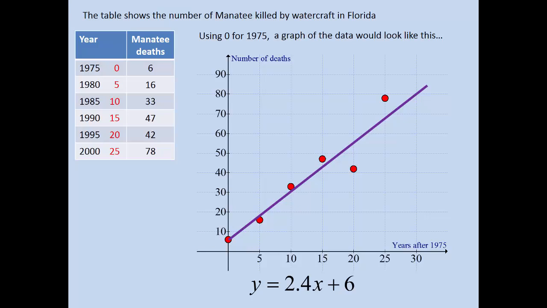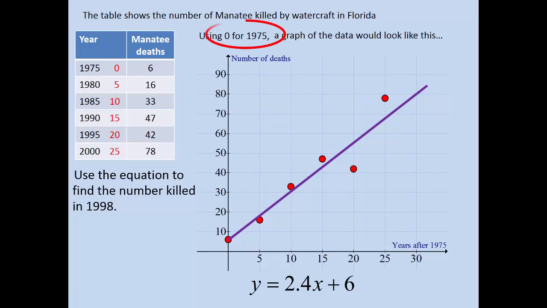Now we will use the regression line to answer some questions. For example, how many would be killed in 1998 according to the regression line? Well, if 0 represents 1975, then 1998 would be 23 years after that. So we plug a 23 in place of the x and do the calculation.